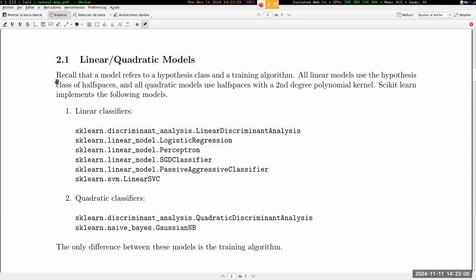Recall that a model refers to both a hypothesis class and a training algorithm. We've only covered one class of training algorithms, gradient-based training algorithms. Something like 1GD, 2GD, or SGD are examples of training algorithms. There are many other types, but it turns out they're not used anymore in practice. They're strictly worse than these first gradient descent, second gradient descent, and SGD algorithms.